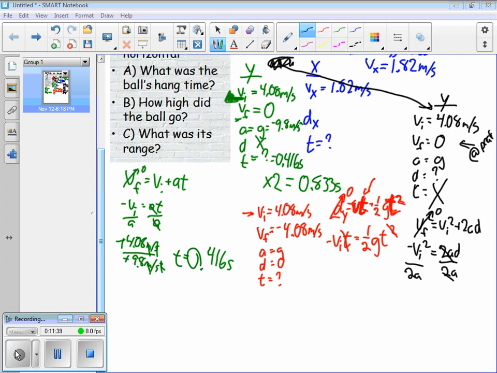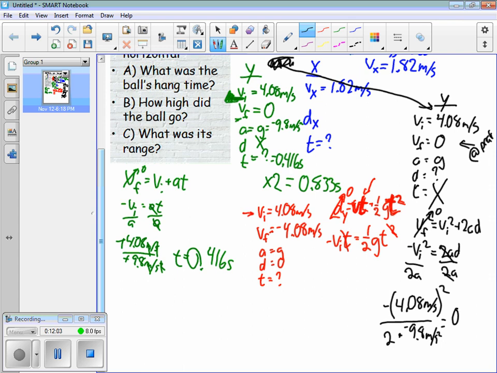That is going to be squared, so 4.08, and that's a negative, meters per second. That whole thing is squared, divided by 2 times negative 9.8 meters per second squared. And the negatives will cancel, and so on and so on. We get our displacement is equal to 0.85 meters.